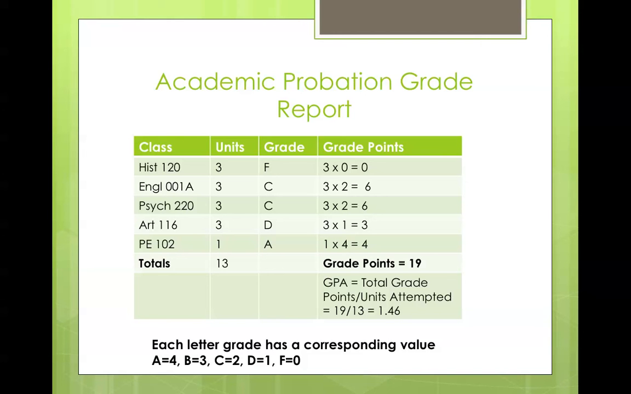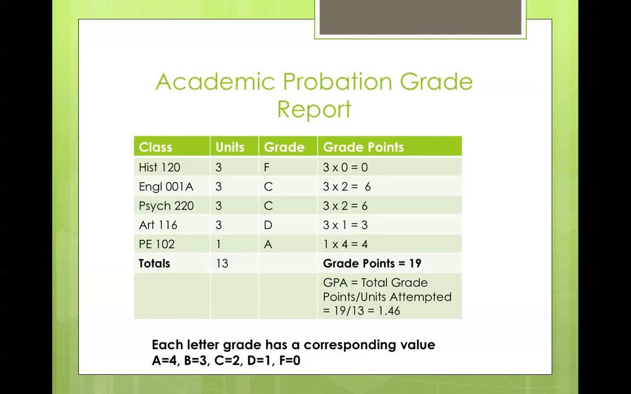Psych 220, 3 units, you get a C, and again, 3 units times C, which is 2.0, 3 times 2 is 6. Art 116, 3 units, you get a D. Again, 3 times D, which is 1, is 3. P102, 1 unit, your grade is A, so 1 times 4.0 is 4. Then you add your units: all of the units you attempted for the semester are 13 units, and your grade points total 0 plus 6 plus 6 plus 3 plus 4 equals 19.